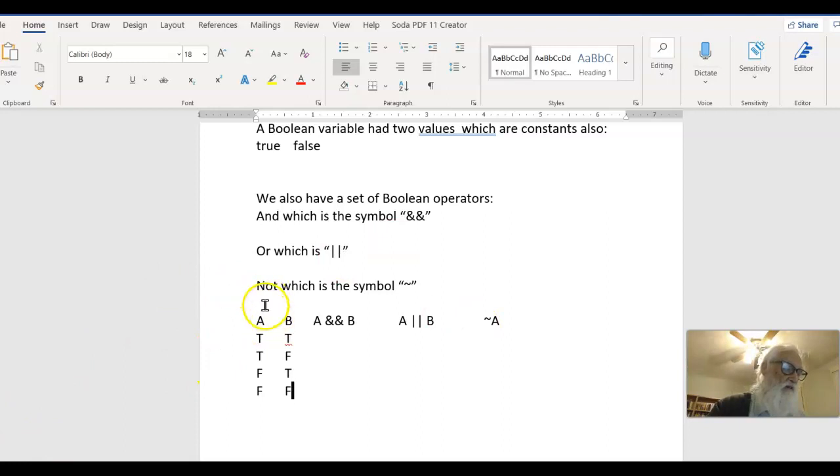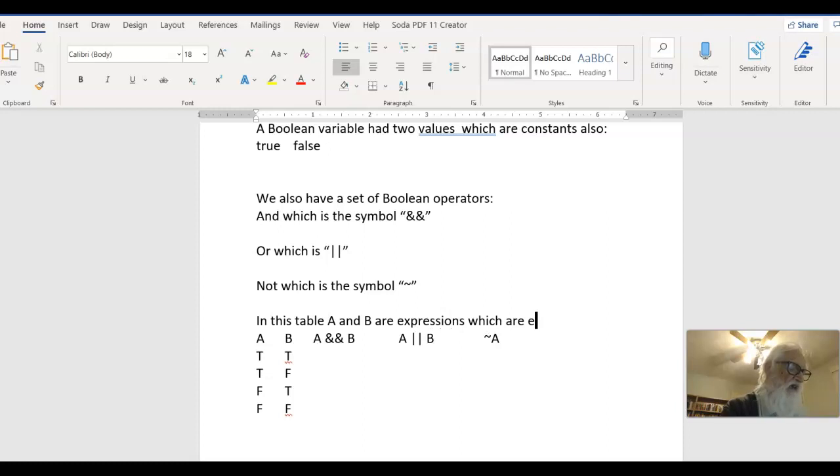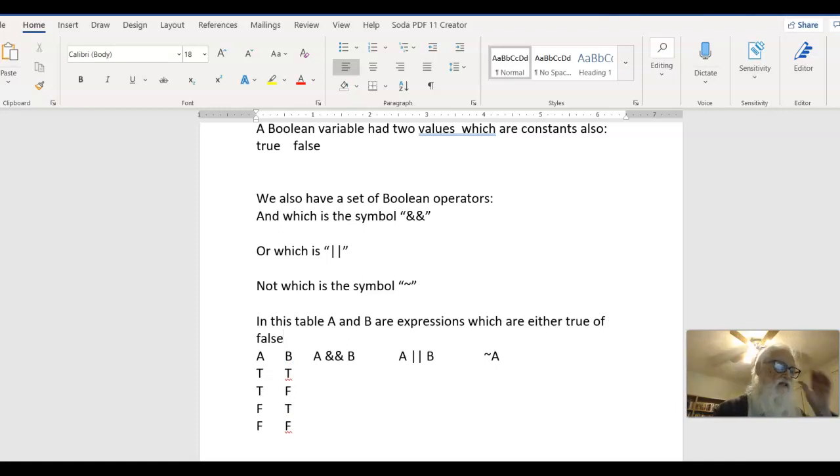Now, just to make sure, in this table, A and B are expressions which are either true or false. Well, there's the four possibilities. Well, what do we get?